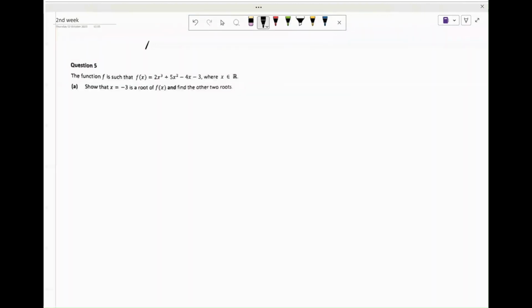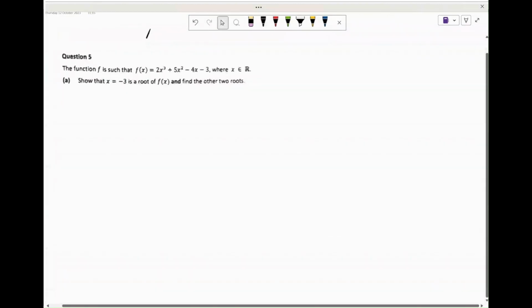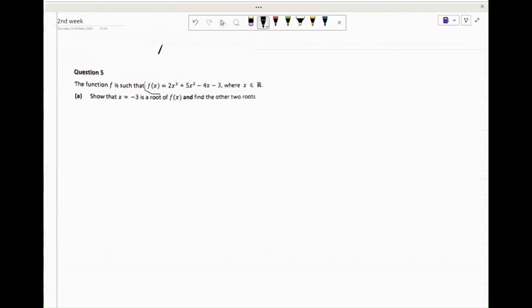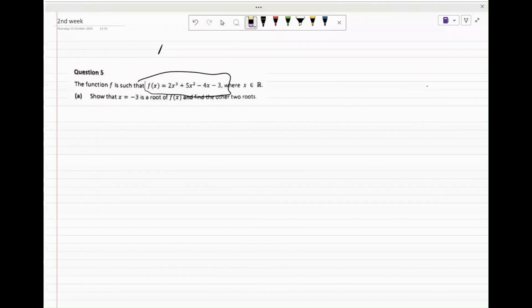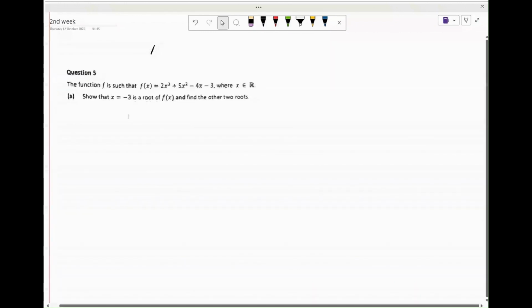So next, I think we had this question. The function f is such that f of x is equal to this, where x is just any real number, including irrationals like root 2 and stuff, but that doesn't really matter. You can just ignore that. Show that x equals minus 3 is a root of f of x, and find the other 2 roots.